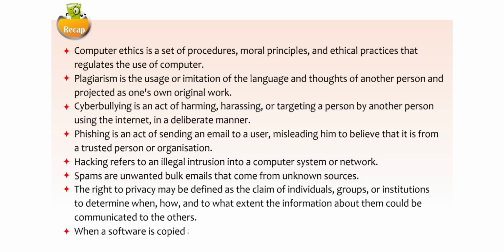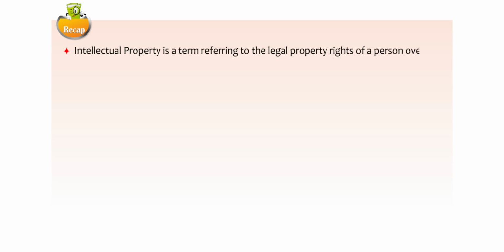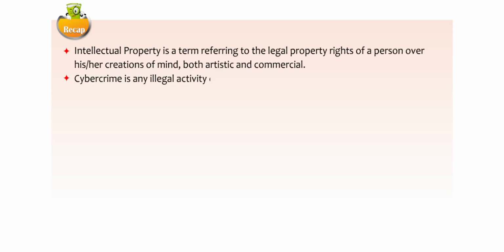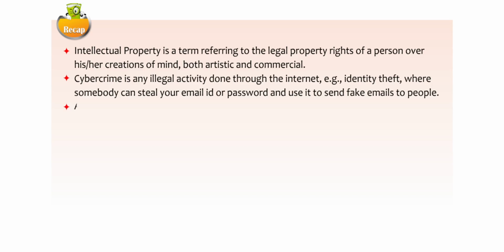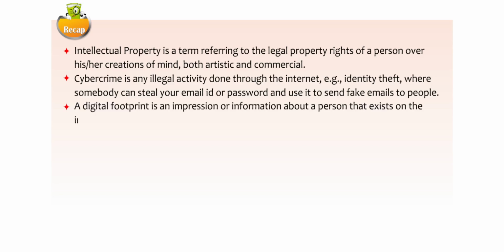When a software is copied and distributed illegally, it is called software piracy. Intellectual property is a term referring to the legal property rights of a person over his or her creations of mind, both artistic and commercial. Cybercrime is any illegal activity done through the internet. Example, identity theft, where somebody can steal your ID or password and use it to send fake emails to people. A digital footprint is an impression or information about a person that exists on the internet because of his online activity.